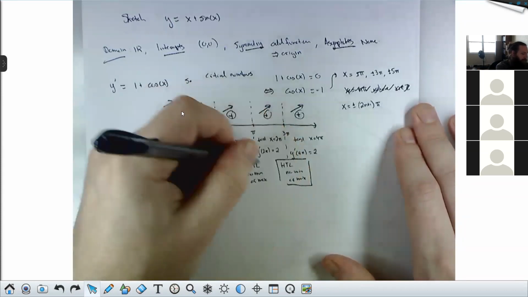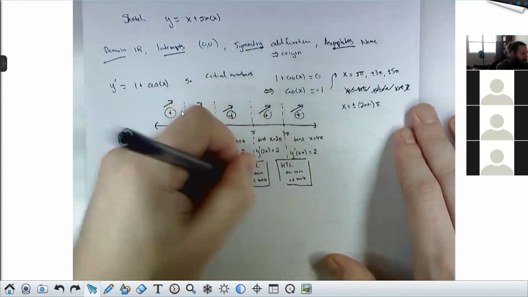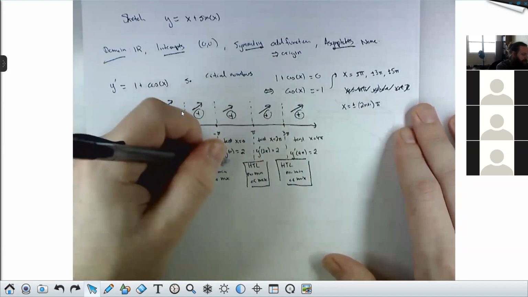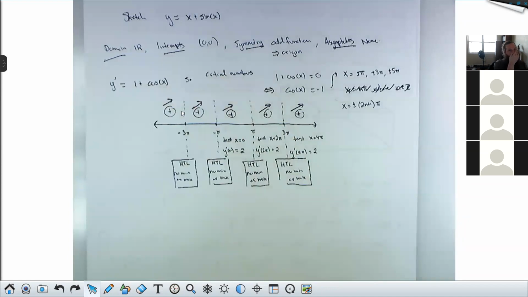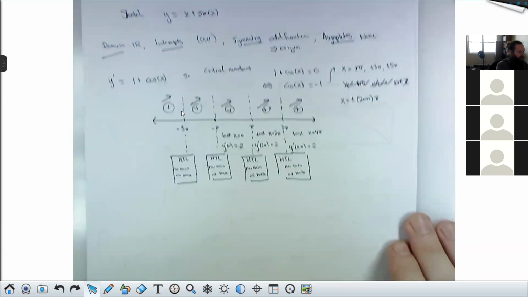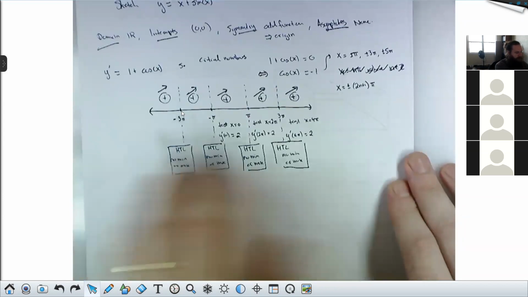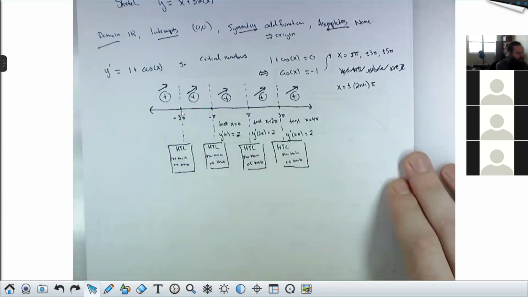We've seen this happen before with like the function y equals x cubed. It has a horizontal tangent line at 0, but does not have a min or a max there. So it's the same sort of thing going on here. No mins or maxes, we're increasing everywhere, but we have horizontal tangent lines at odd multiples of pi.